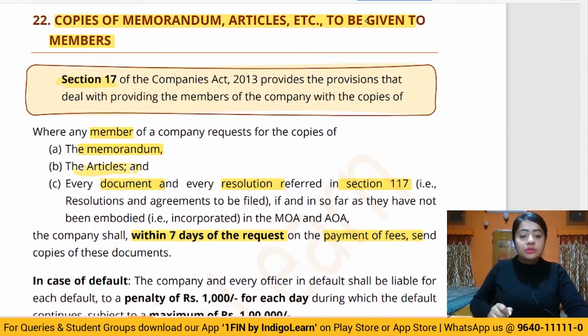If this section is not followed, then there's going to be a penalty of 1,000 rupees for each day of default, subject to a maximum of 1 lakh rupees.